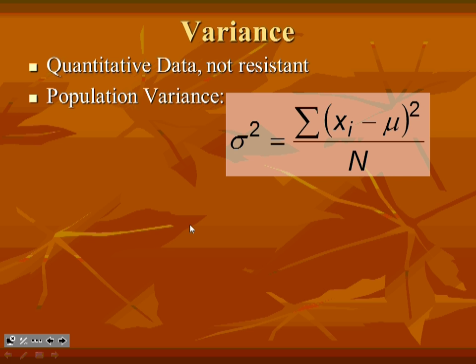Now, of course, if there is a population variance, there also needs to be one for the sample variance. And it looks like this.